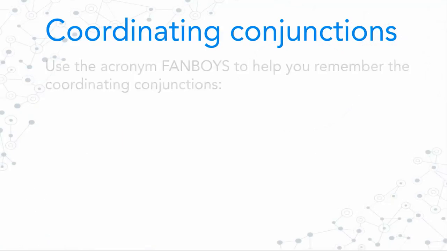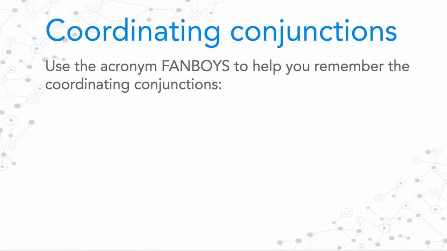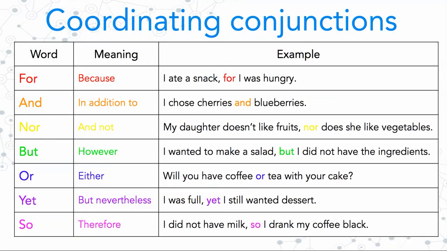There's a really helpful acronym to help you remember the coordinating conjunctions. FANBOYS. It stands for: for, and, nor, but, or, yet, and so. Take a moment to look at the examples in this chart. Here we have all the coordinating conjunctions in their FANBOYS order, what each of those words means when it's being used as a conjunction, and an example sentence with each conjunction.